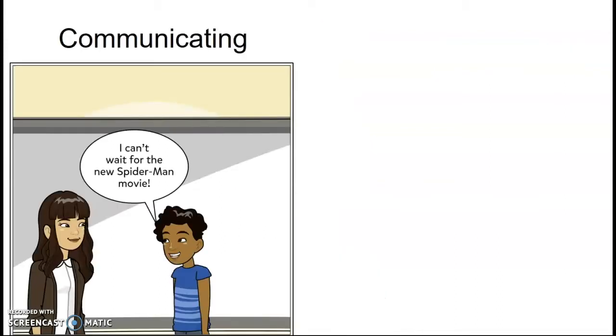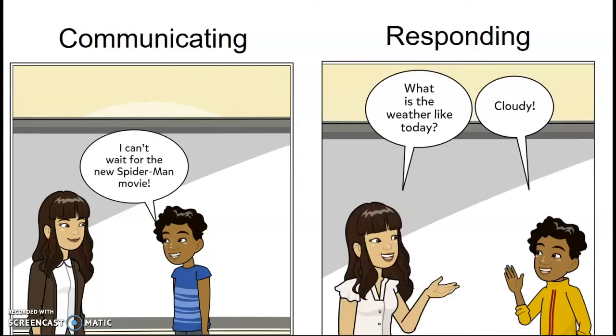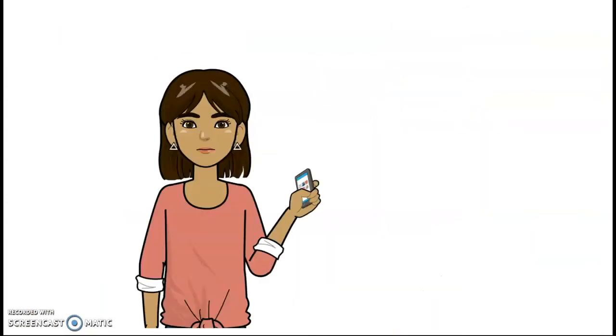Communicating is sharing your personal thoughts and feelings with someone else. So for example, in this picture, the student is sharing his personal excitement about the new superhero movie that's coming out. Responding is sharing information in direct response to a prompt or question. So for example, in this picture, the teacher is asking a question about the weather and the student is giving an expected answer.